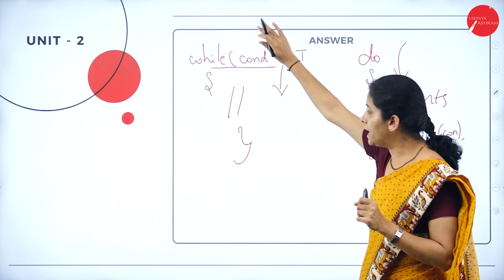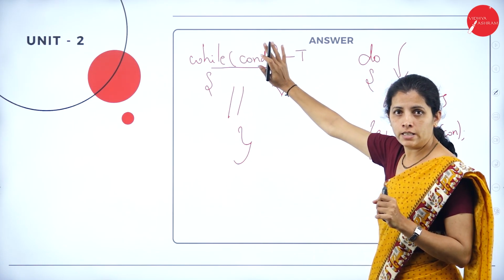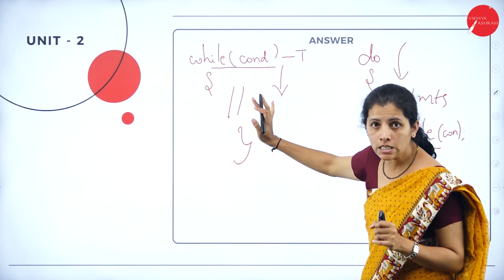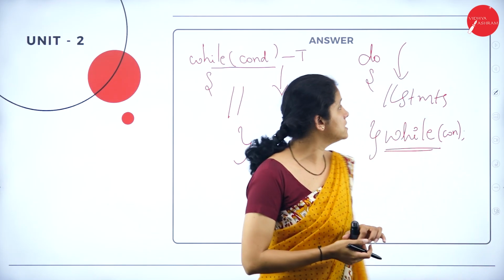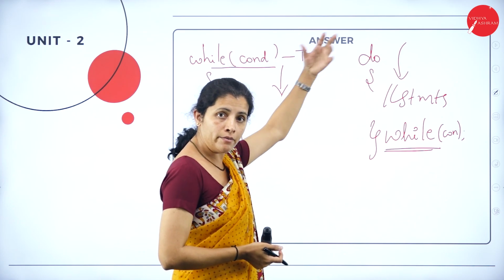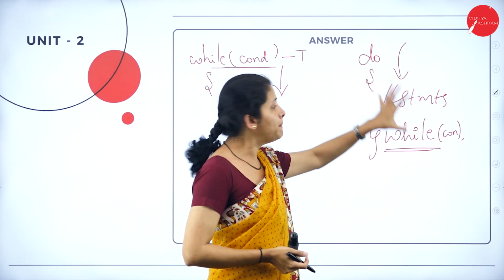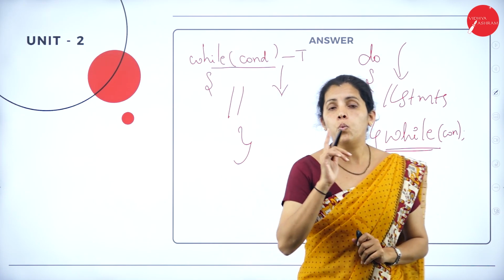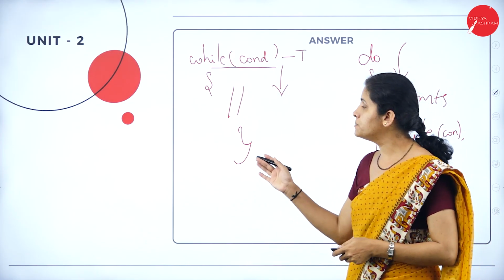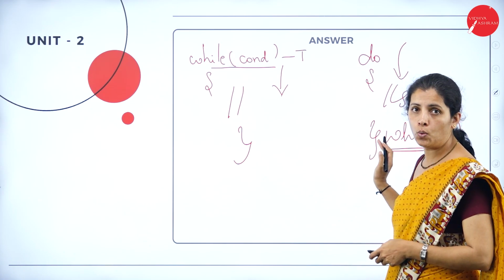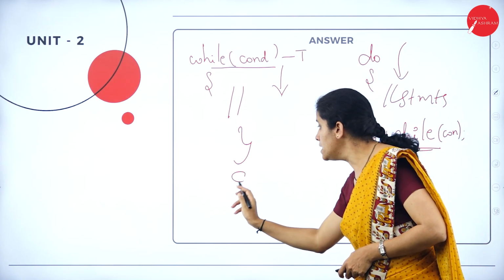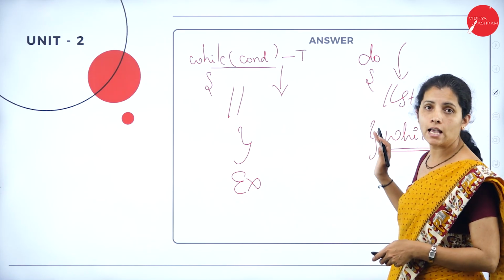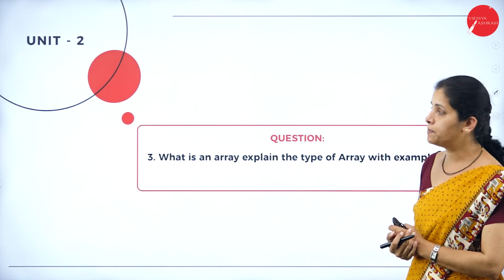See here, in while, if the condition is false, I am not able to execute any statement. But if I consider do while, even though the condition is false, I am still able to execute the code one time. So these are the differences between while and do while. At the same time, please write the example for the while as well as the do while statement.